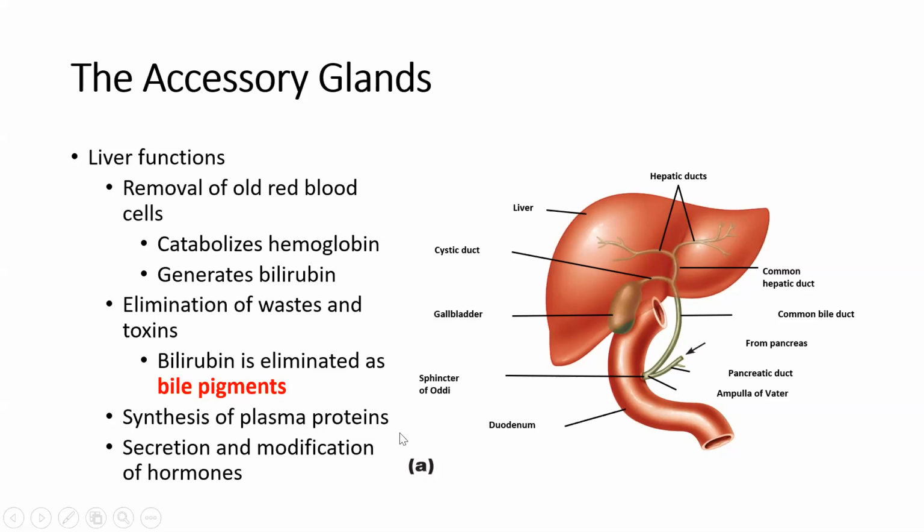So think about your clotting factors that we talked about that are always circulating in the blood in their inactivated form. They are made in the liver. Think about hormones that are circulating in the blood in their inactivated form, like angiotensinogen. That is also made in the liver. A whole host of plasma proteins are made in the liver, circulating in the blood. Albumin is another important one that's responsible for our colloid osmotic pressure in the plasma as well. And then finally, the secretion and modification of hormones is also brought about by the liver.